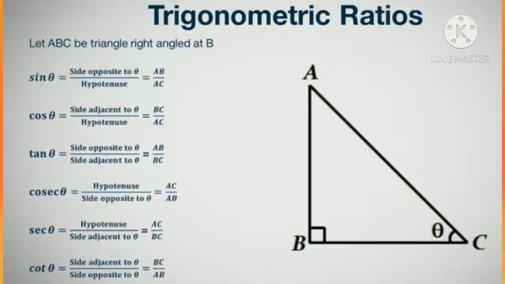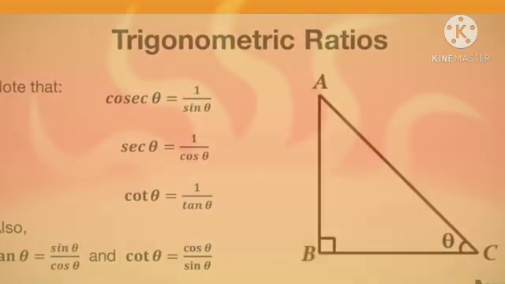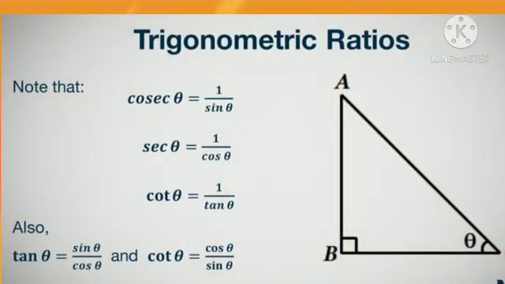In trigonometric ratios, we studied the formula for sin theta, cos theta, tan theta, cosec theta, sec theta, cot theta. Also we studied cosec theta is the inverse of sin theta, sec theta is the inverse of cos theta, cot theta is the inverse of tan theta.